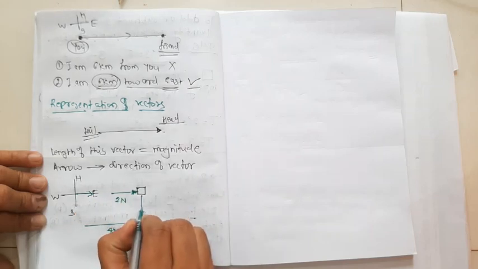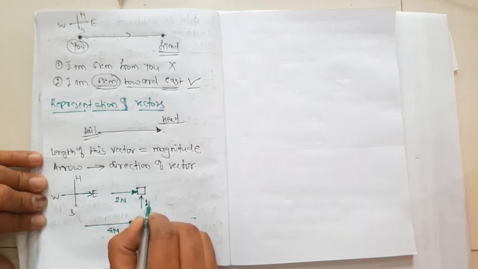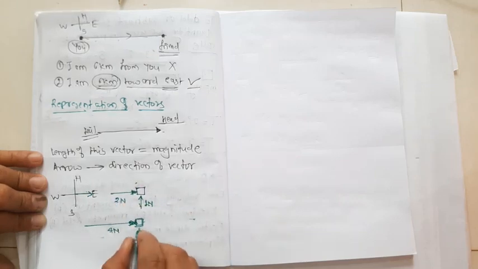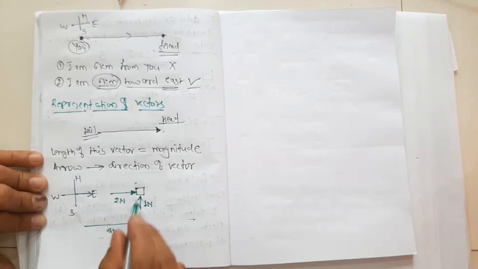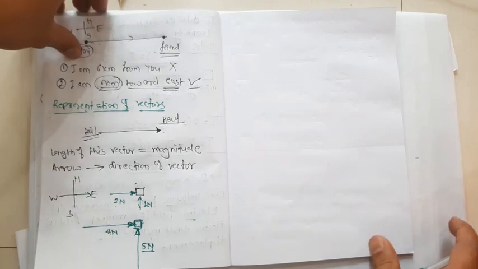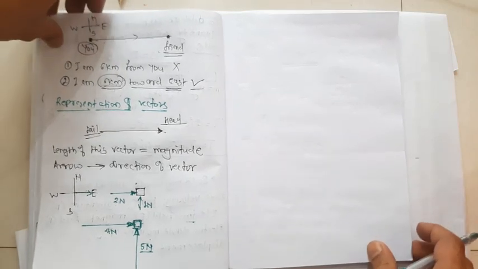Now suppose another force is acting here, maybe 1 Newton towards the north. Similarly here, another force of 5 Newton is acting on this body towards north direction. So force is a vector quantity. This is the representation of the vectors.